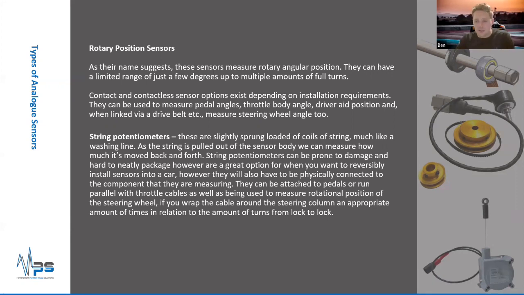Or another common use for these is to wrap the string a few times around your steering column. So at full lock, the string is fully wound round, and then as you remove and add steering lock, the string will rotate and unravel around the steering column, and that way you can just track the steering wheel movement. So you've got quite a few options to integrate and mount sensors into your car's mechanical package.